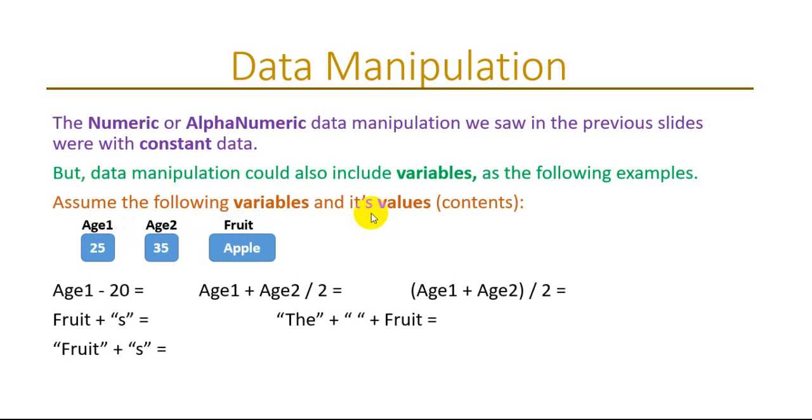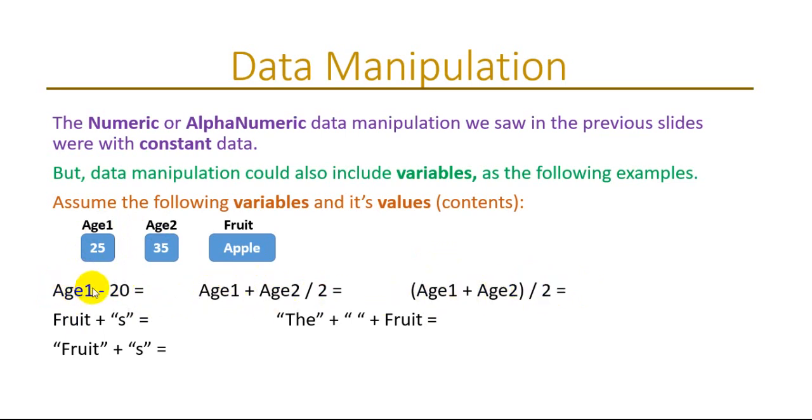So, like what we saw earlier, you can do arithmetic operation with these variables. These are numeric variables. So age 1 minus 20. Now earlier we saw numbers only, but now we are using variables also. You can do this also: age 1 plus age 2 divided by 2, or within brackets (age 1 plus age 2) divided by 2. So these are all called numeric expressions.